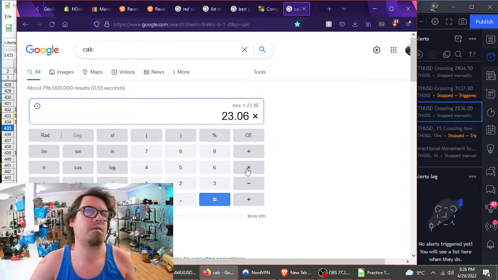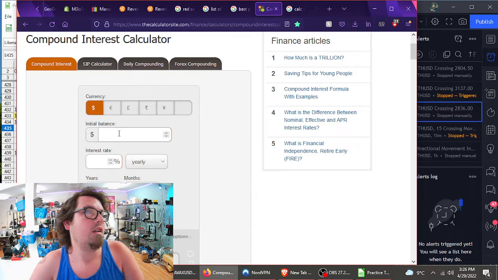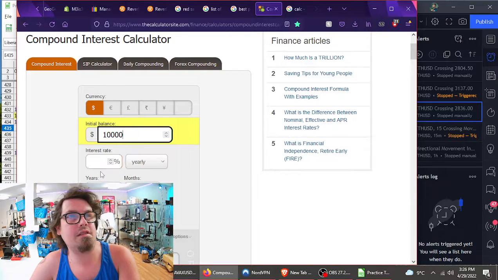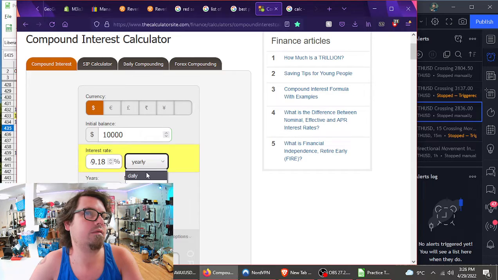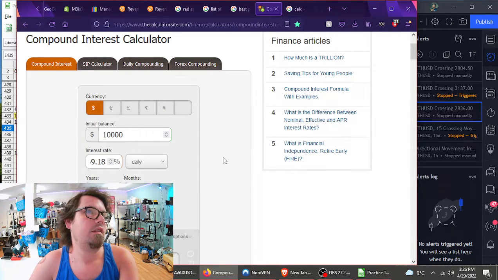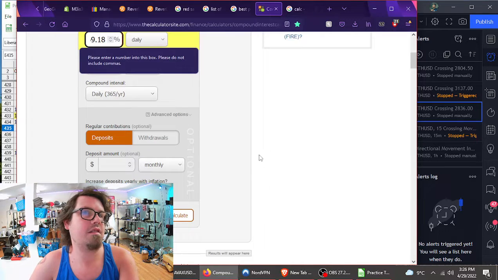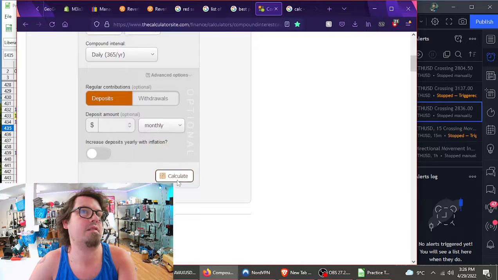But I use 3x leverage, which allows you to trade with 3x the money. It is a way of multiplying it. So that's 69.18 per day. So with $10,000, 69.18 per day for a year, you're turning $10,000. Does it not like the space?